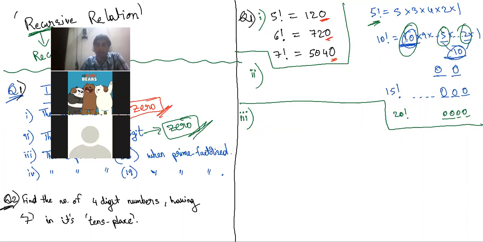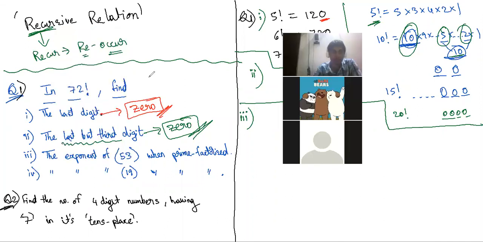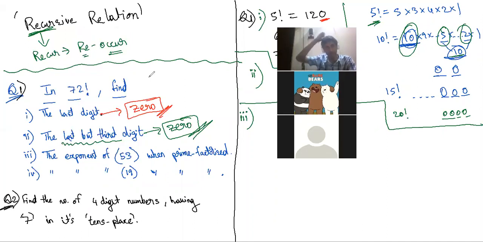Because see, if 10 factorial is divisible by 100, then by the time you come to 15 factorial, you will have one more 5 and one more 2 available. So 100 into 10 is 1000. So slowly you'll get so many zeros at the end. I hope you understood. Okay, good. Very good.